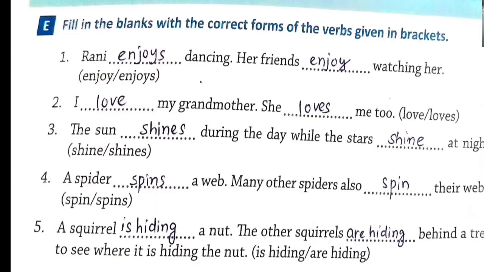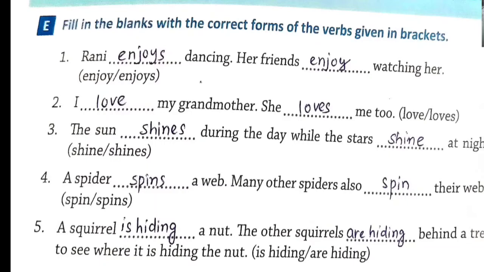I love my grandmother, she loves me too. I is a plural pronoun, that's why love. She is a singular pronoun, that's why loves. As I told you, when the subject is singular, you have to add S. When the subject is plural, you have to only write the present tense of the verb. Don't use any S or ES. So I is plural, there is no S, only love. She is singular, that's why you have to write loves.